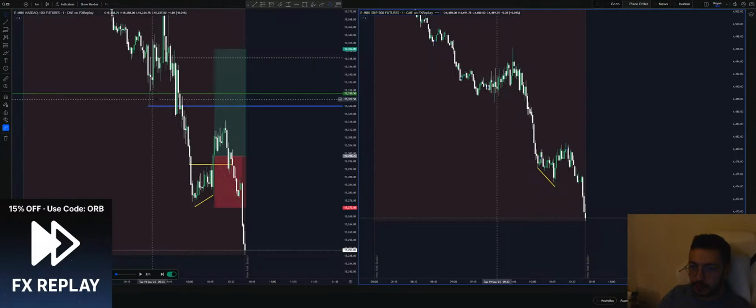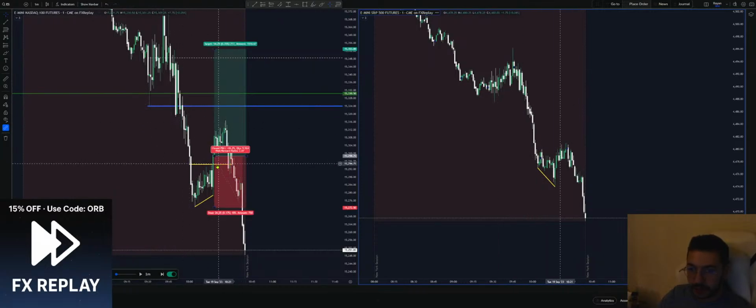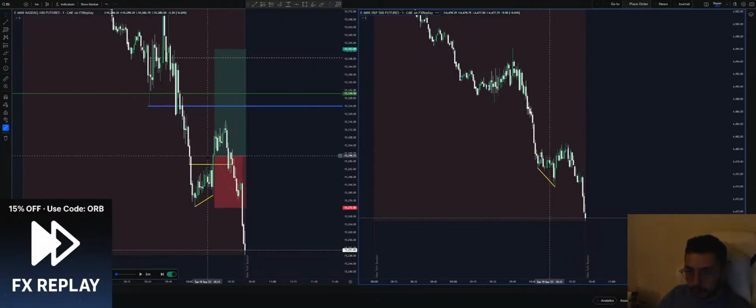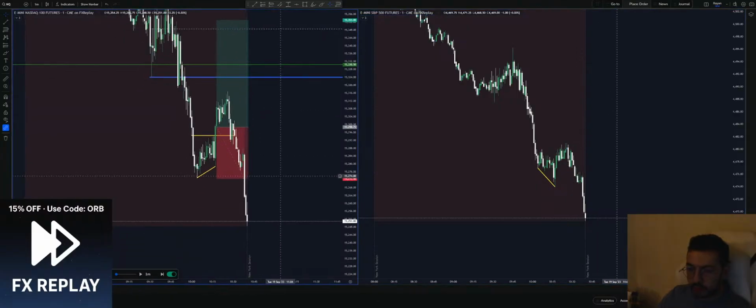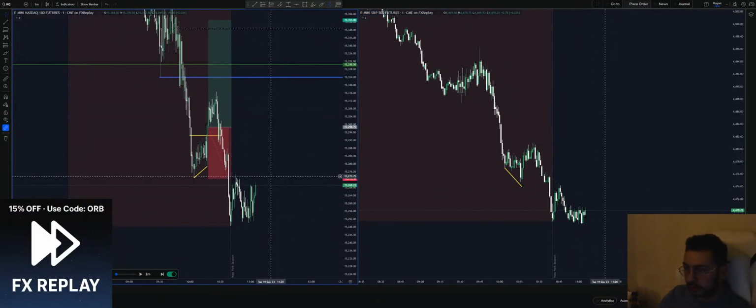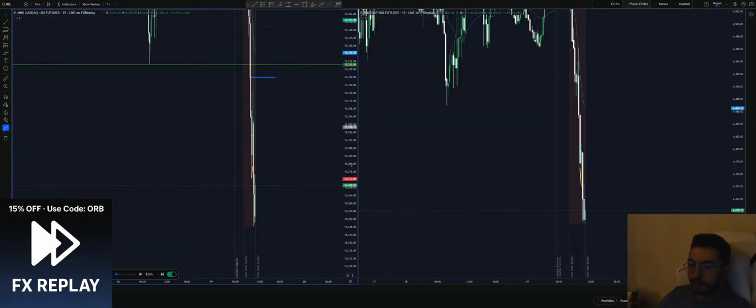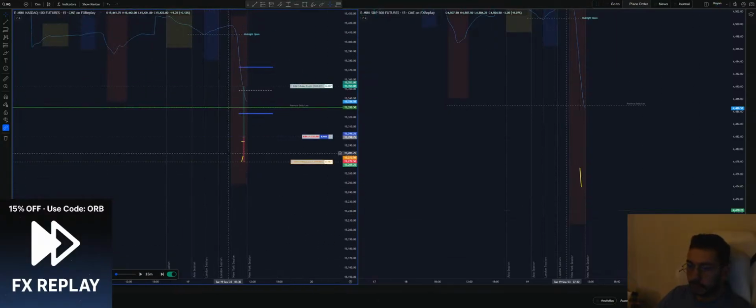I have an SMT. I swept previous day low. We inverted the fair value gap. We closed strong, but the price inverted a lot of fair value gaps here. But it just wants to be bearish for the rest of the day, I guess. Next day.